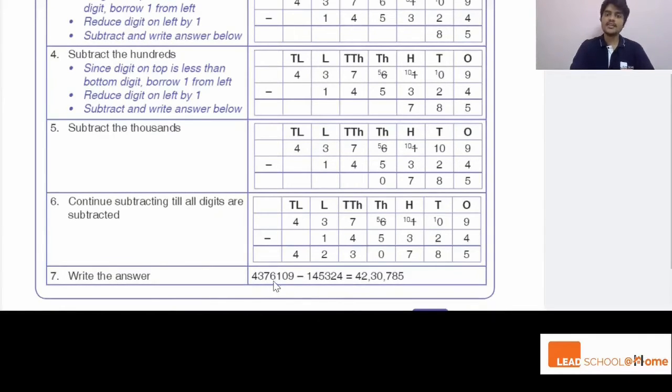So 43,76,109 minus 1,45,324 is 42,30,785. 42,30,785 is the answer. I hope all of you got this answer correctly.